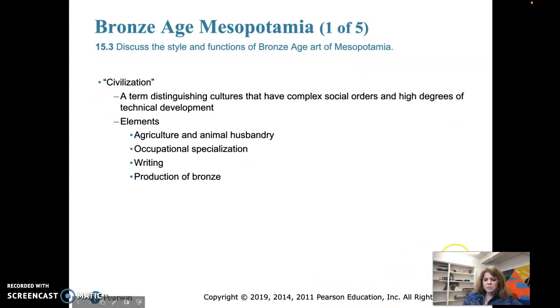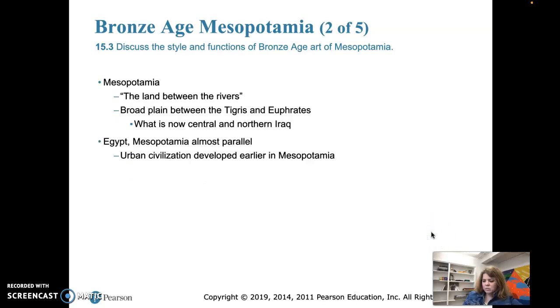So with bronze came the weapons, came larger empires. The area that we'll talk about is Mesopotamia. It's basically the plain between the Tigris and the Euphrates rivers. It means the land between two rivers, I believe in Greek. Today, the area is located in central and northern Iraq.